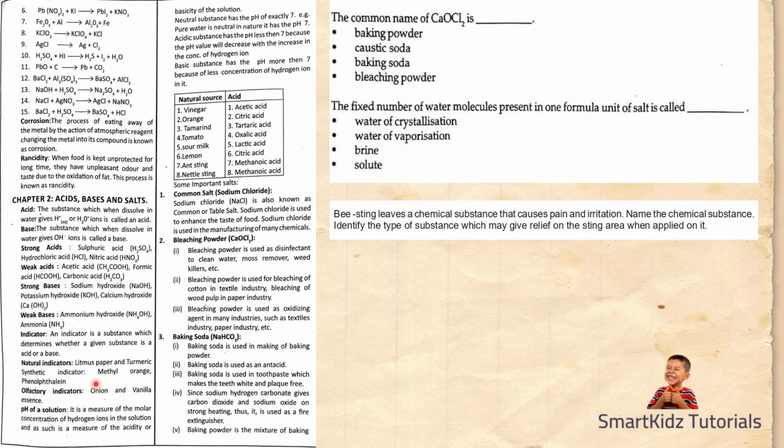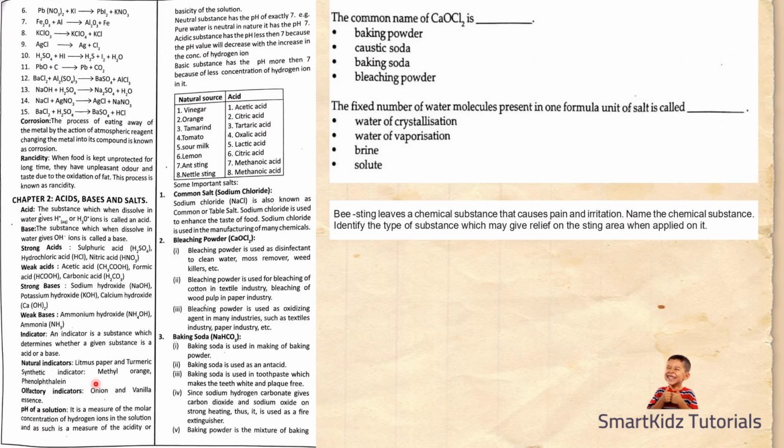And when we speak about indicators, we obviously have to come to the pH of the solution. Here's the thing: find out what the full form of pH is. The pH of the solution tells us whether a particular substance is acidic or basic. For that we have a pH meter.